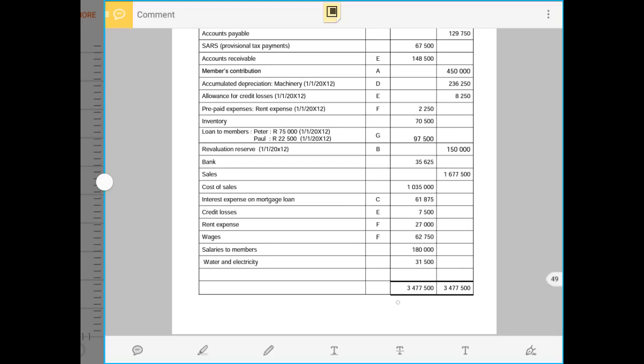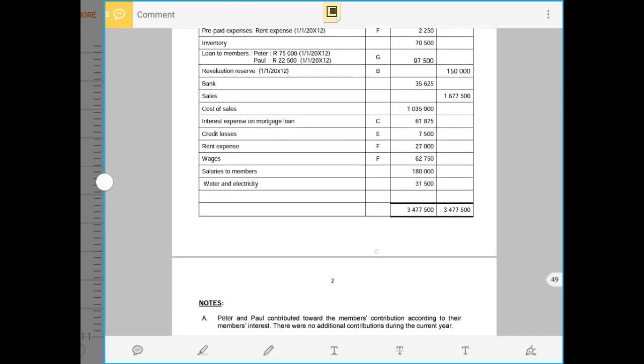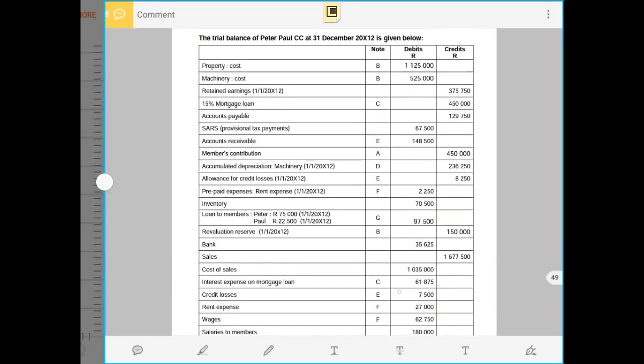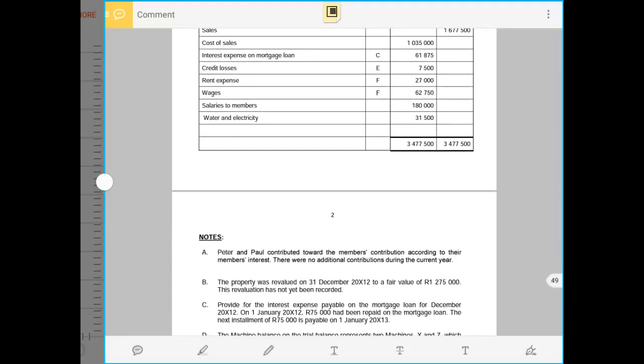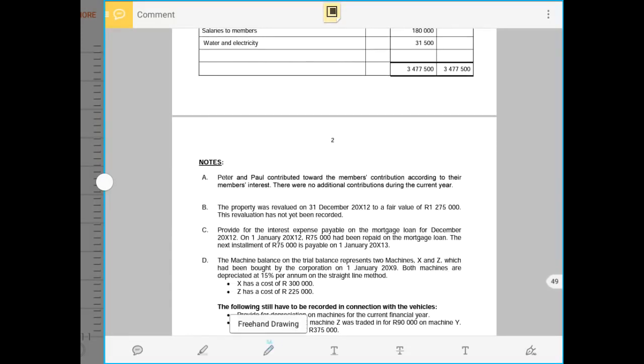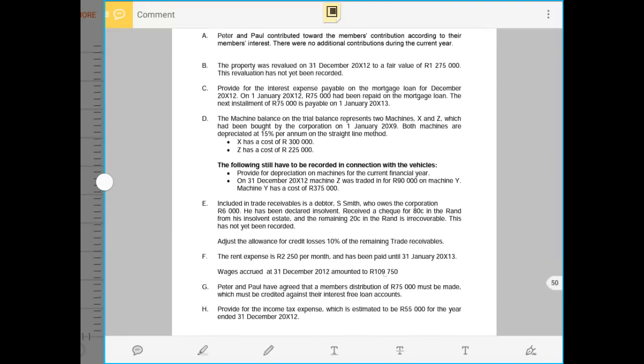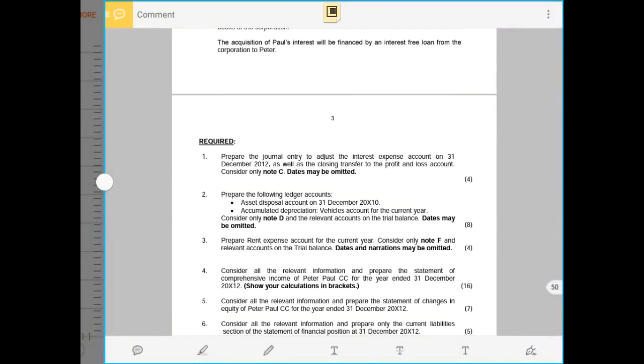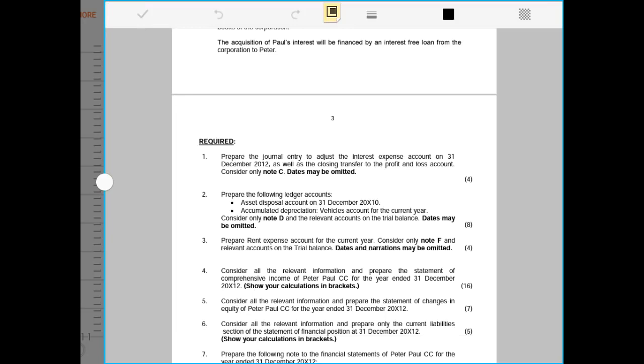So now, as usual, and as I always advise my students, after you have checked the trial balance, don't go to the notes or the additional information. Check what is required so that you know what you are required to do before you read the adjustments, so that we can structure the answering of the questions.